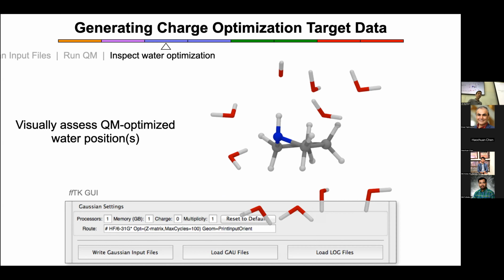Is there a facility to interface with different kinds of QM? Right now it supports Gaussian and Orca, and this week, the paper just came out, we added support for Psi4. I'll show that in a minute. Is the water optimization done one by one? Yes, one by one. This is just for visual simplicity, showing them all together.